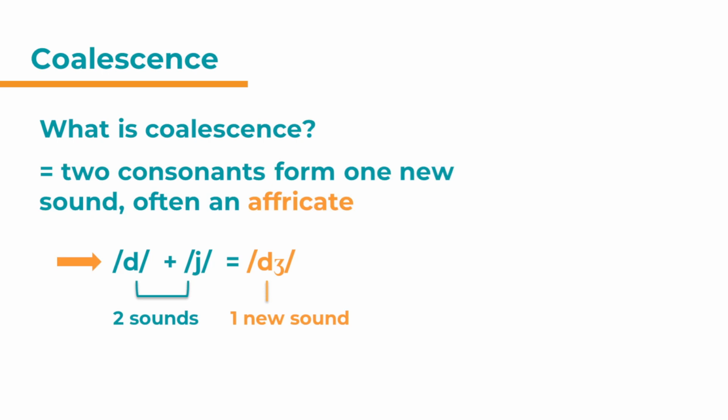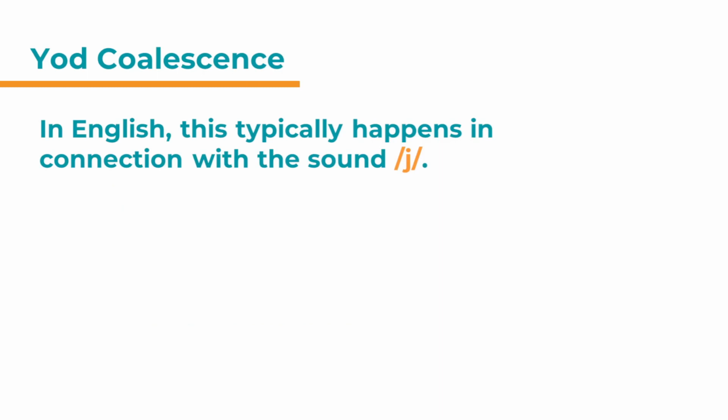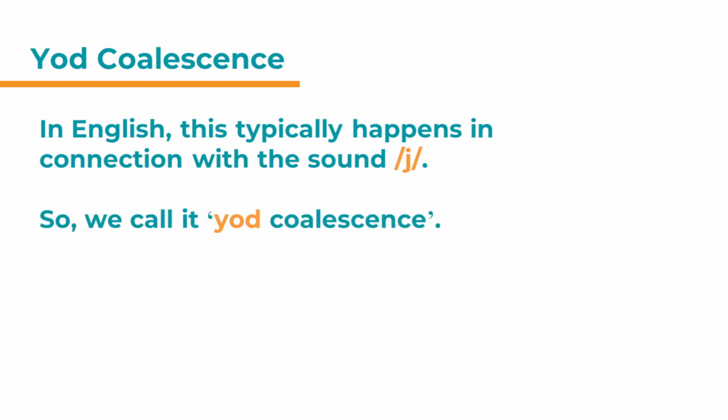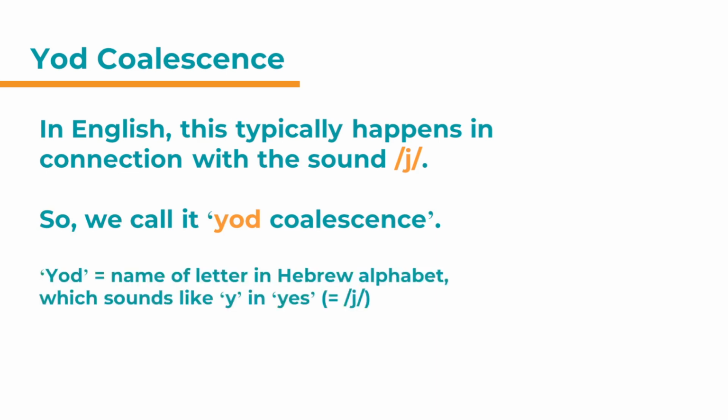Often this is an affricate, like J. In English, this typically happens in connection with the sound Y. So we call it Yod Coalescence. Now, why Yod? Yod is the name of a letter in the Hebrew alphabet which sounds like Y in yes, and the sound symbol is Y.